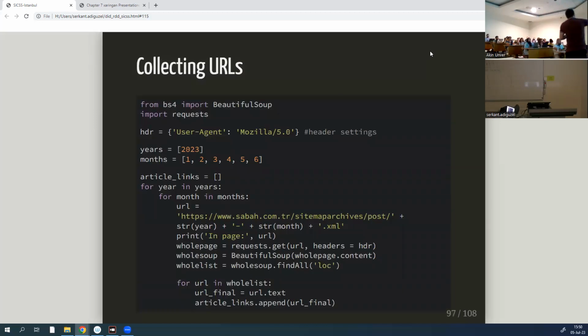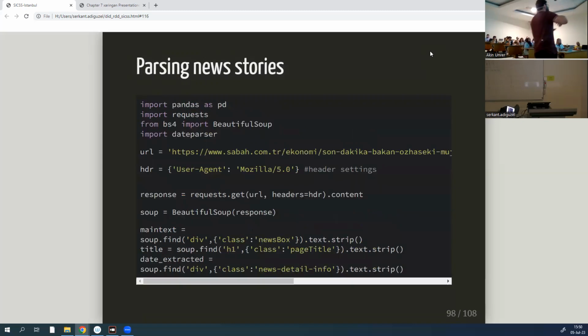I'll also show you how to scrape the data and how to prepare it. This is in Python. You can just iterate over the sitemaps and collect everything that Sabah published. Once you have that, you can parse it, and I assume you already learned some Python. Beautiful Soup is the library you might want to use, but you can also do this in R.